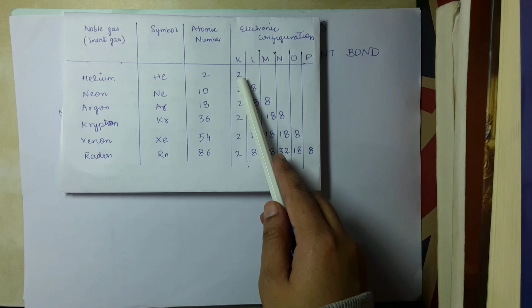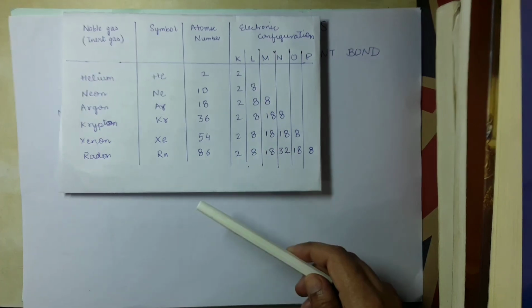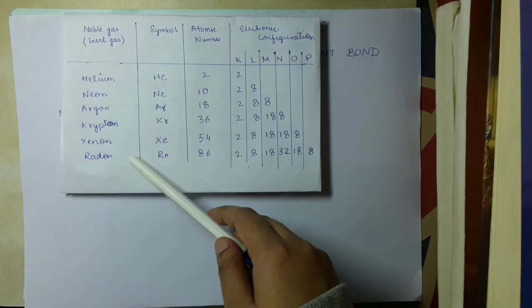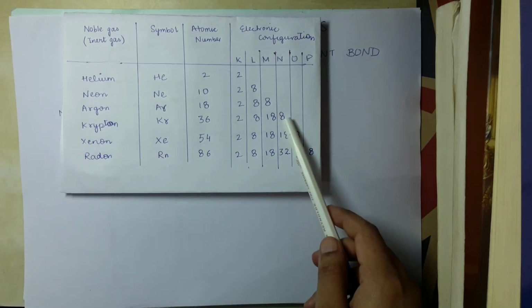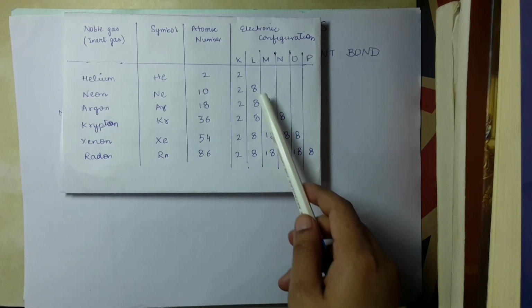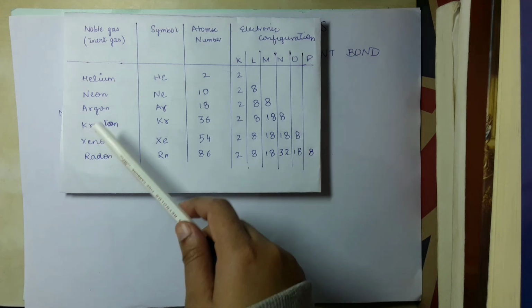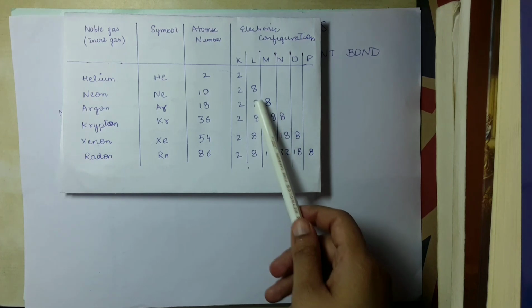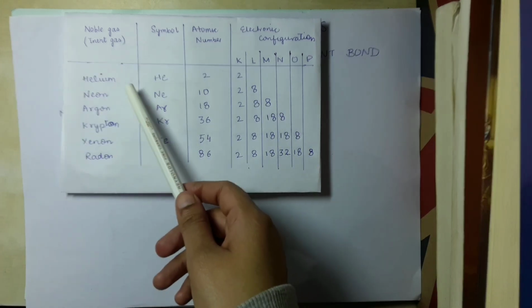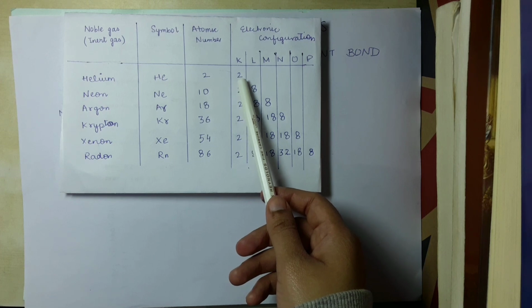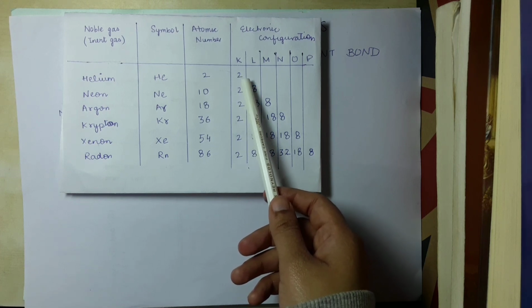So this is the outermost shell, and the maximum capacity of K shell is also 2, so it is completely filled. For the rest of the other gases, you can see that the last shell is completely filled, which means it has 8 electrons in the last shell. So basically all the noble gases would have 8 electrons in the last shell. The exception is helium in this case, because the maximum capacity of the K shell is 2, and this is the last shell in this case.